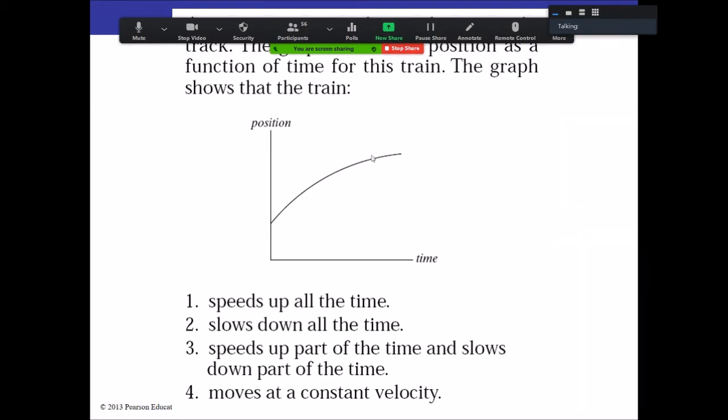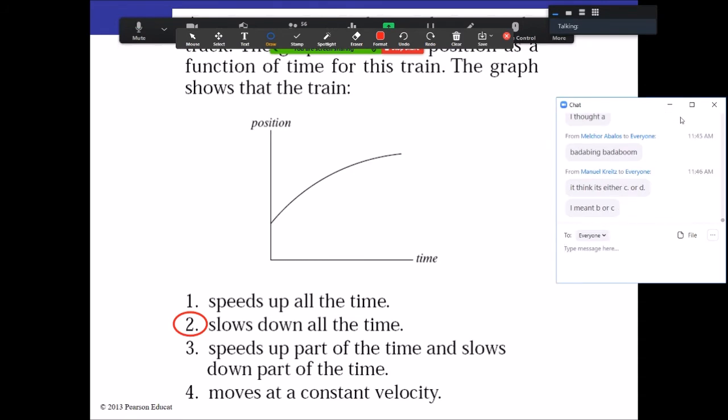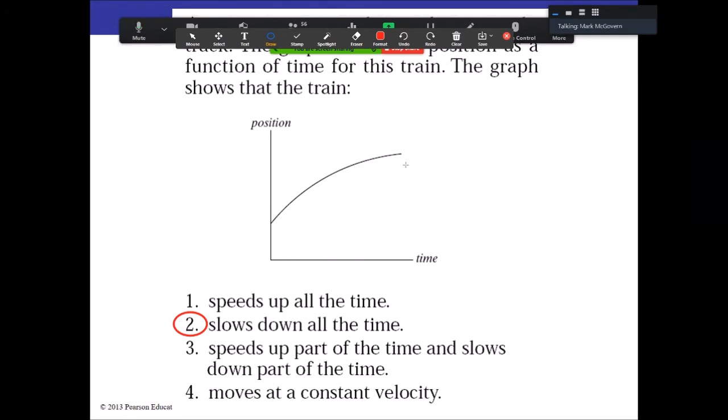Let's look here. The answer here. Do I have it highlighted? I don't have it highlighted. Oh, sorry. The answer here is, let me circle it. We're slowing down. Number 2. The answer is 2 or B. B or 2. But B is 2. Yep. Why? Let's look at it.